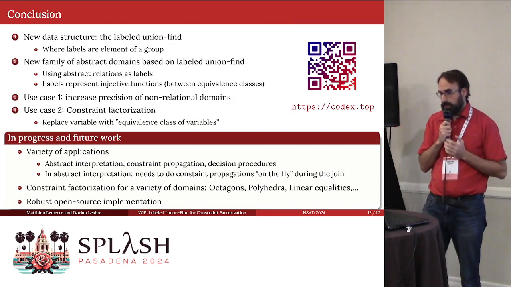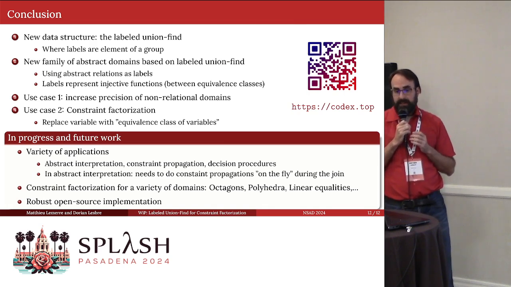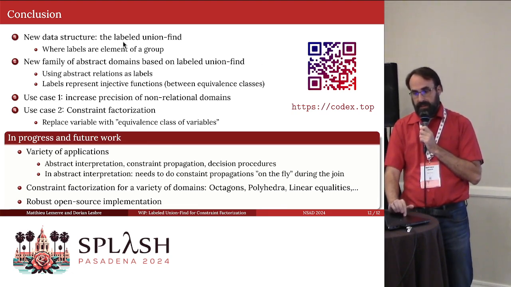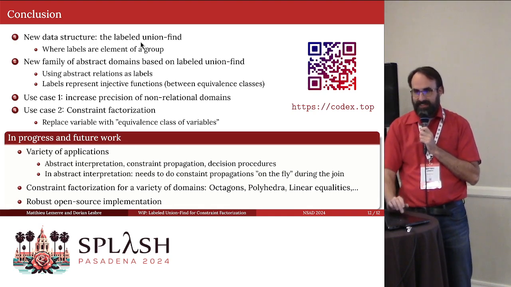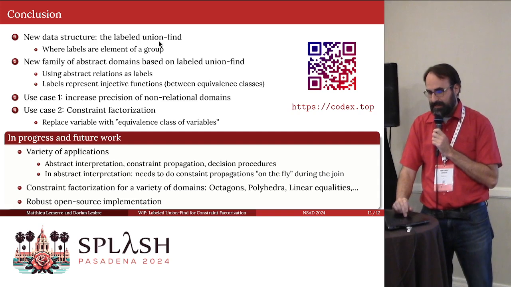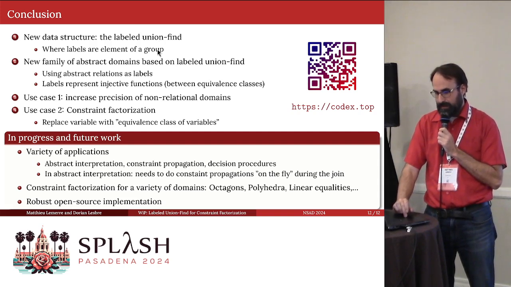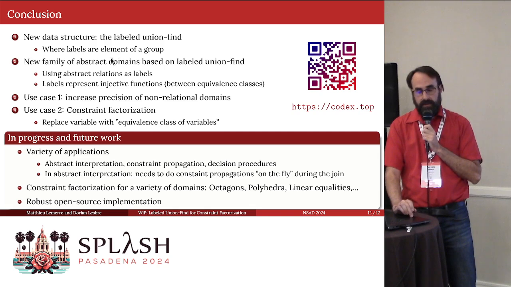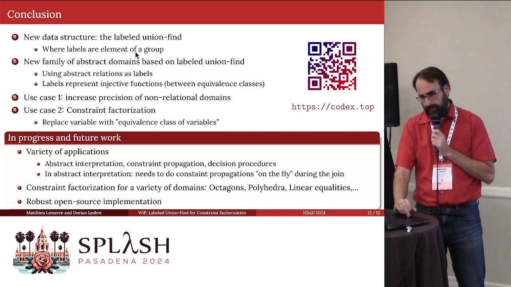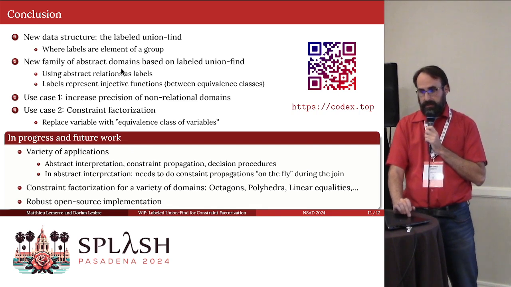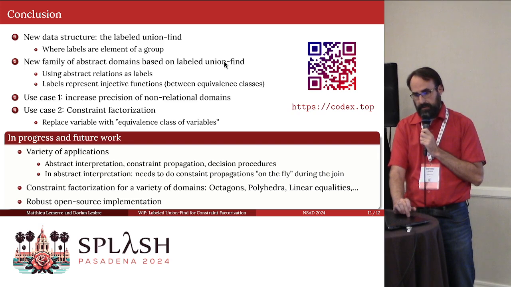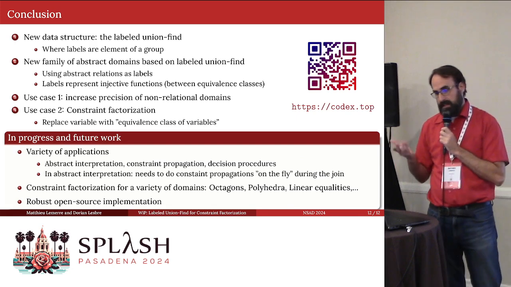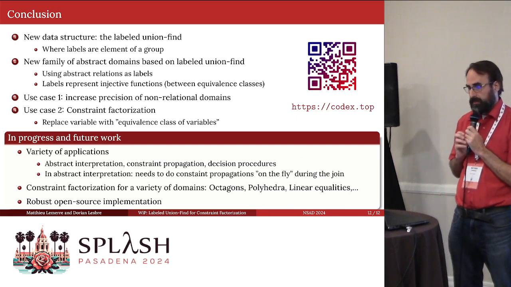So to conclude, this is where we are currently. What we have done is define this new kind of data structure, the labeled union find. Maybe it's not completely new, because you mentioned something that may be similar, this quantitative union find. It will be interesting to find out the relations between both. So what is this labeled union find? It is a union find where you have labels which are elements of a group. We have a new family of abstract domains, which is based on this labeled union find data structure, using abstract relations as labels. And as we saw, it can represent many injective functions between equivalence classes.